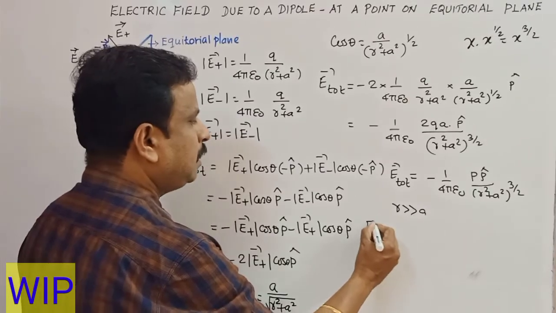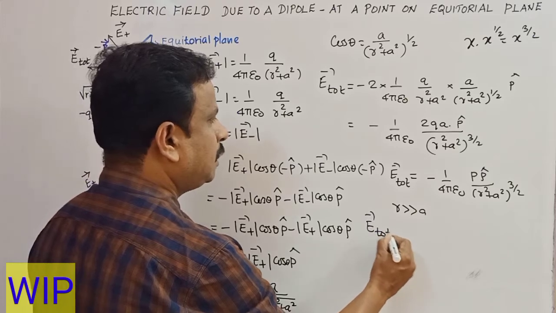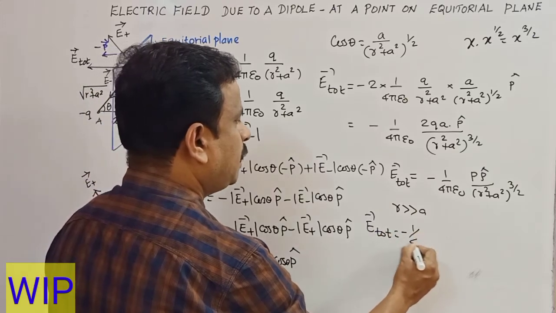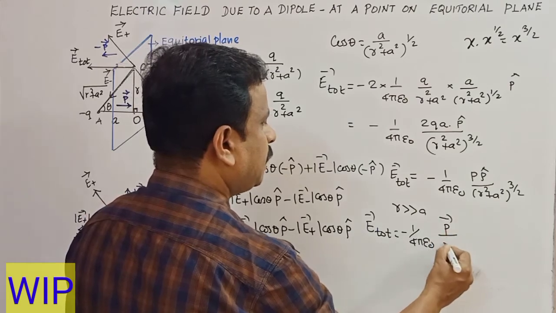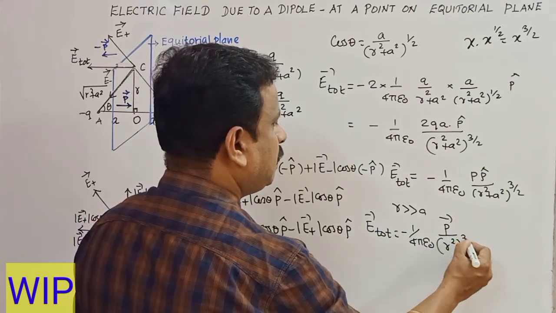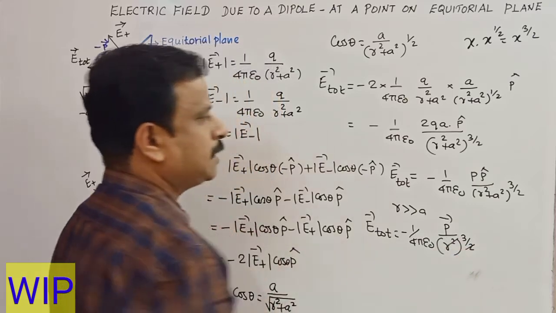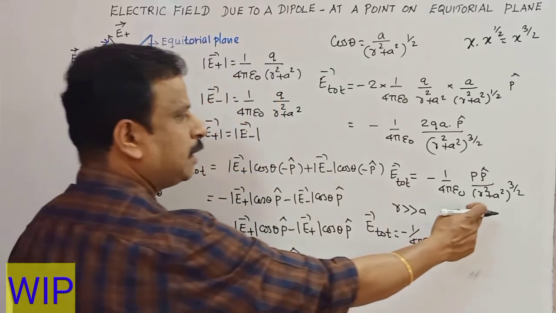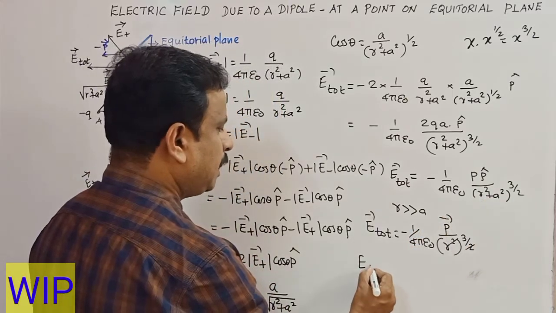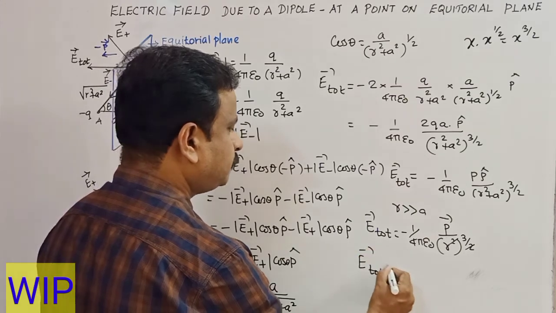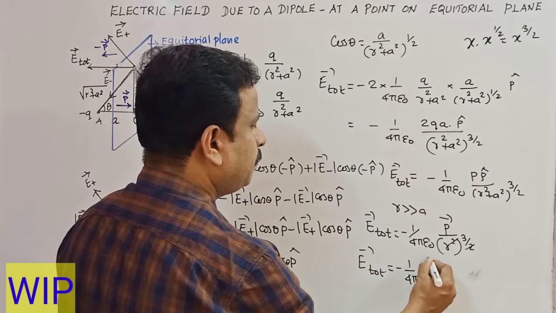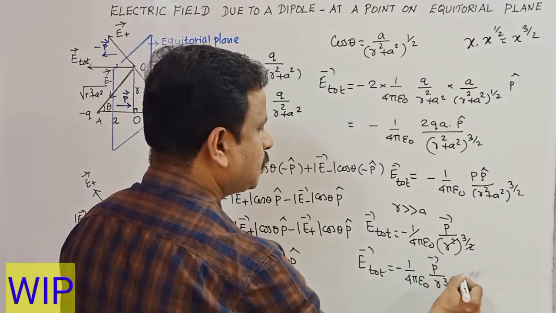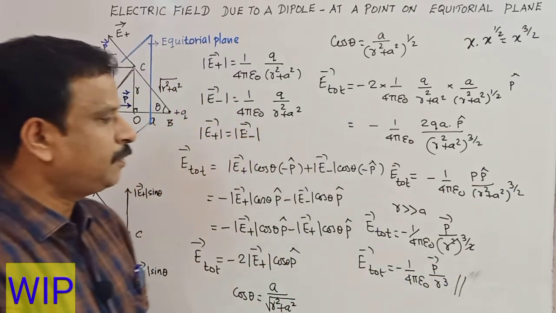So E vector total is equal to minus 1 by 4 pi epsilon 0. This can be written as p vector by r square to the power of 3 by 2. So 2 is getting cancelled, and a square is neglected here. Therefore the total electric field is minus 1 by 4 pi epsilon 0 p vector divided by r cube. So this is another interesting result we are getting.